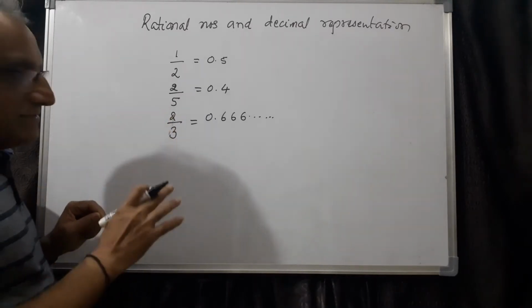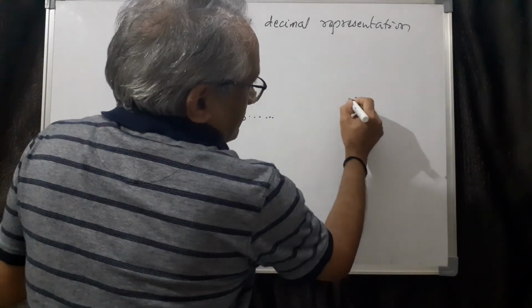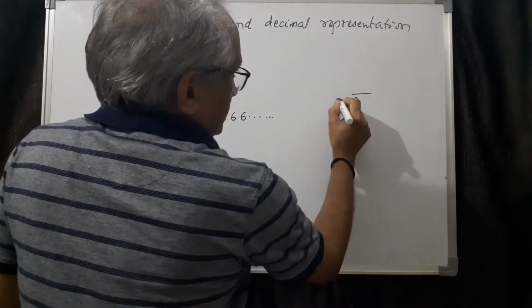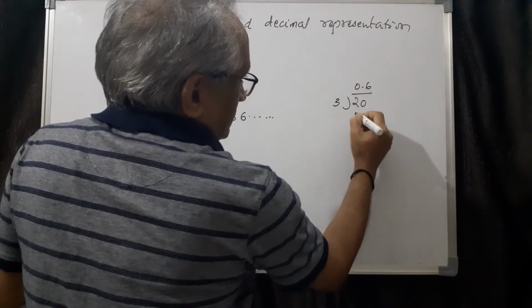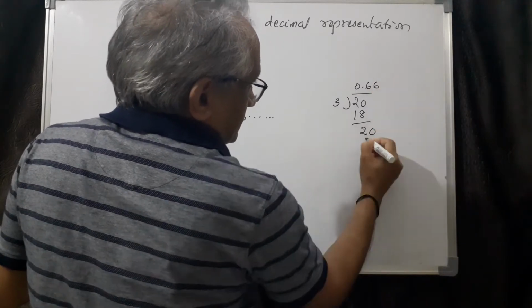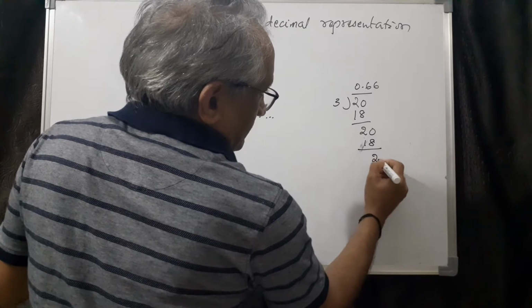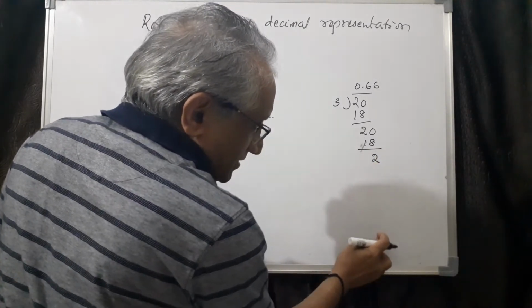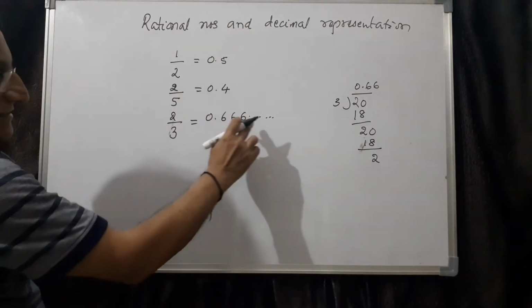So there are two types. I have taken very simple examples. You can see here 2 divided by 3 gives 0, 0.6, then 18, once again the remainder is 2, 6, then once again 18, once again the remainder will be 2. Like this the remainder keeps on continuing, and every time you have to take 6, therefore it is 0.666.